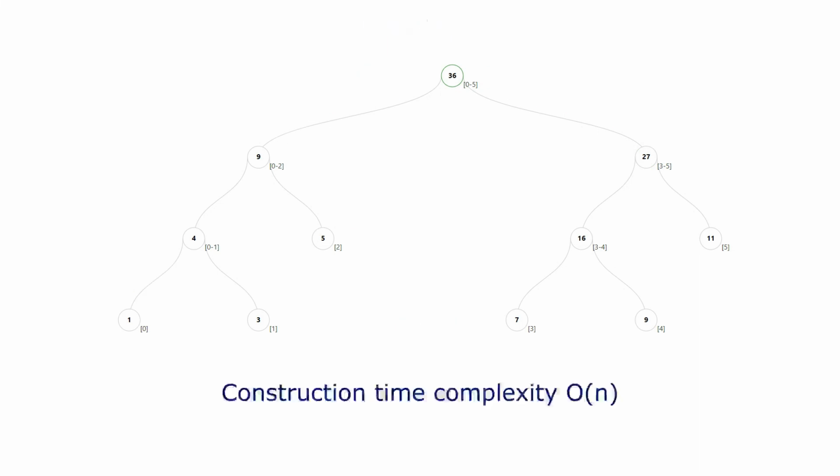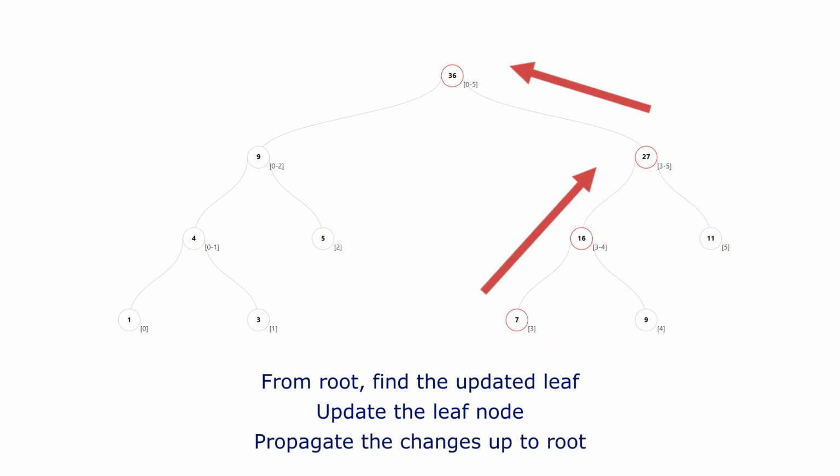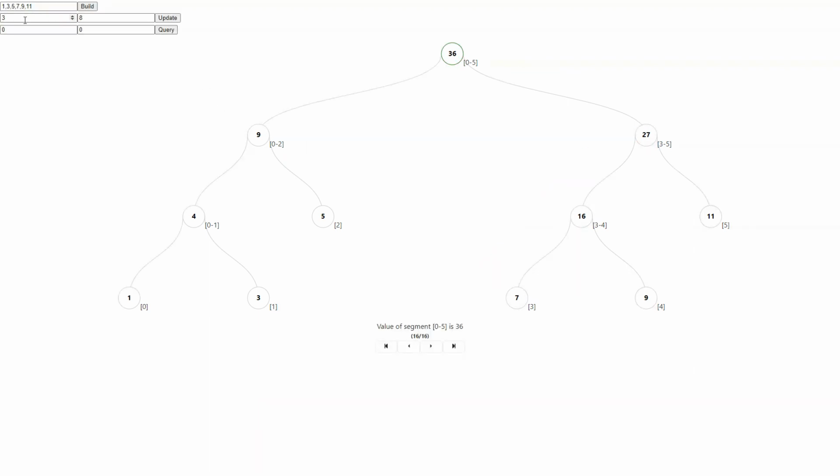The construction process typically takes O(n) time, where n is the number of elements in the array. For an update, we start at the root node and recursively traverse down the tree until we reach the leaf node corresponding to the updated element. We update the value stored at that leaf node and propagate the changes up the tree, updating the values of parent nodes accordingly. For example, we want to update the value of element at position 3 from 7 to 8.